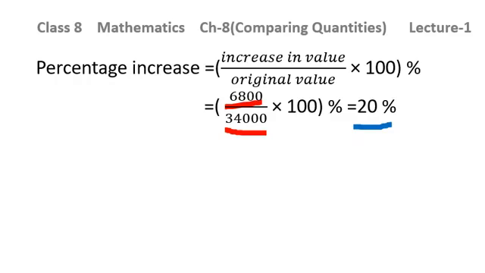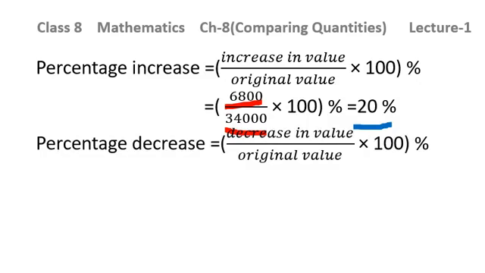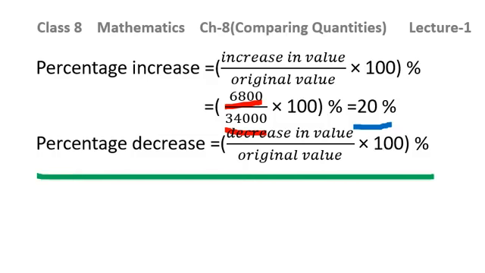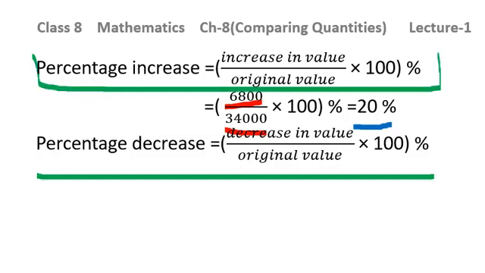Now let us see the percentage decrease formula: decrease in value over original value into 100%. If we need to find the percentage decrease, we will use this formula. Mainly these are the formulas which you need to remember. This is the formula to find the percentage decrease, decrease in value over original value into 100%, and this is the other formula, the percentage increase formula, increase in value over original value into 100%.